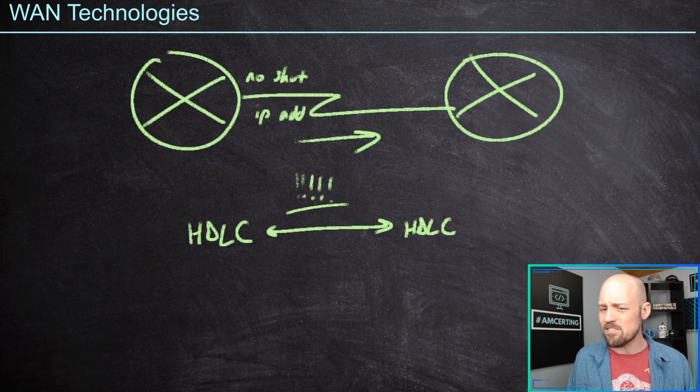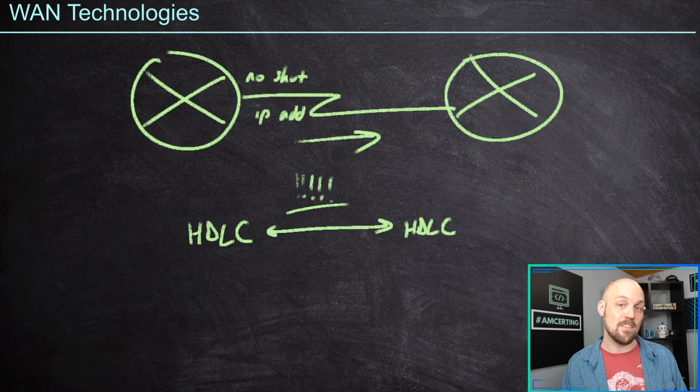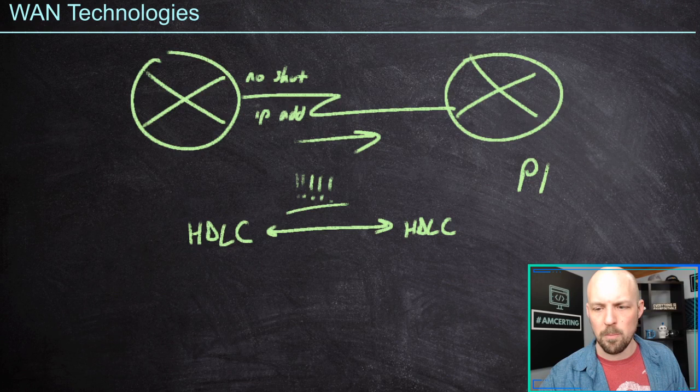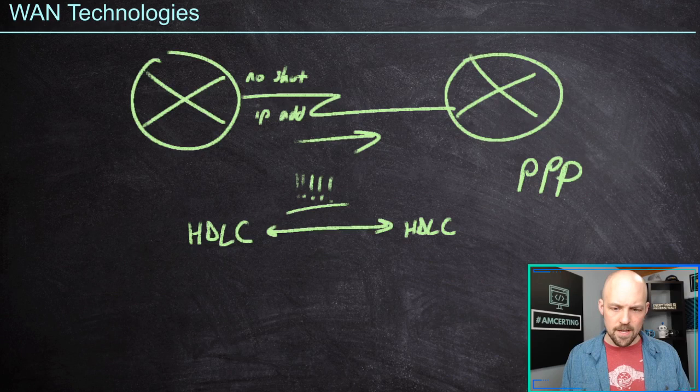And I think that's the danger of configuring serial links, is we forget that there's a lot going on underneath the configuration, like the IP address information, that's making that all work. So Cisco doesn't really want us to study HDLC a whole lot. They want us to study the point-to-point protocol, or PPP. PPP is essentially going to serve the same function as HDLC, except it's going to give us a couple of extra features.